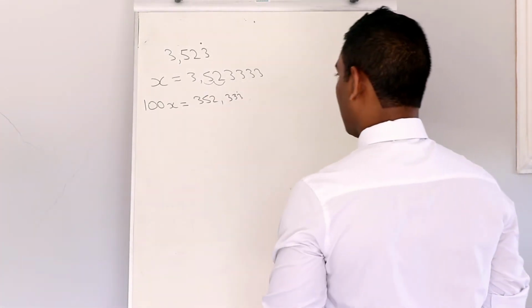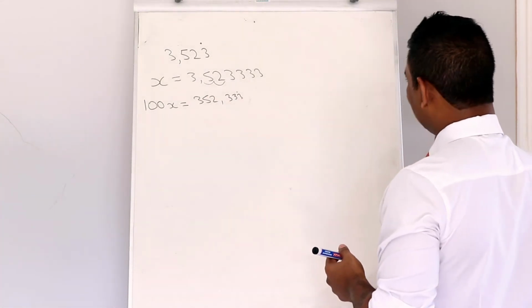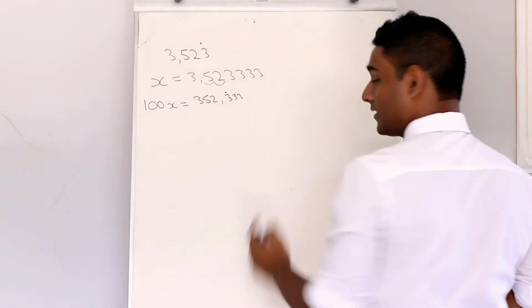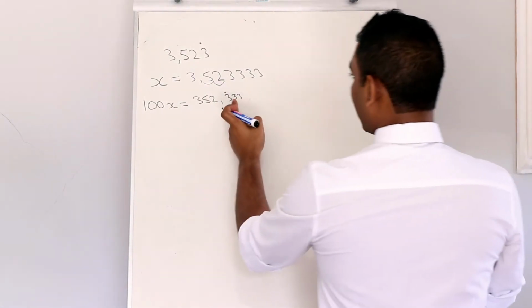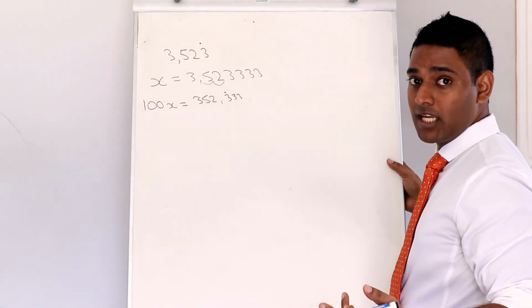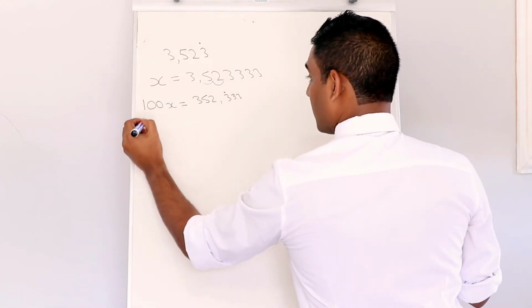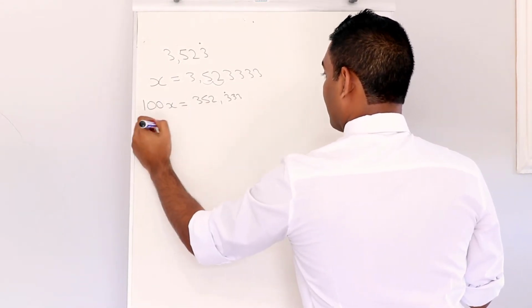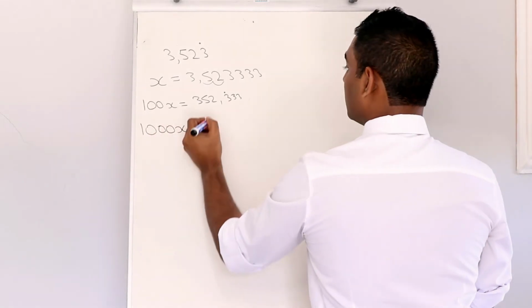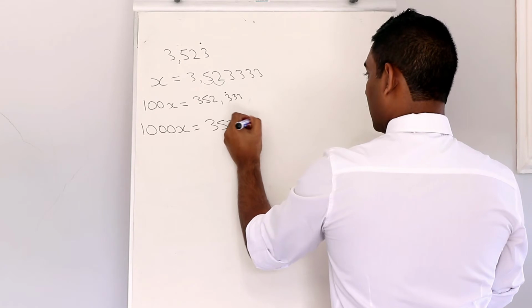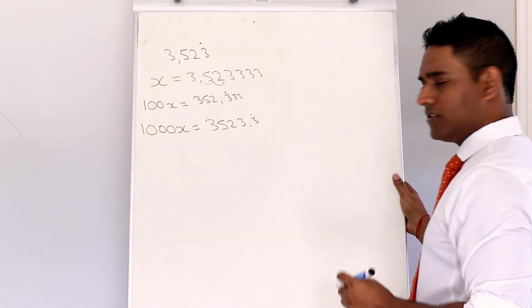Now, this looks just like, well, we can put the dot there, just like the first question. When we had the recurring after the decimal, what did we do? We just multiplied by 10. So we do the same thing. If we multiply this by 10, the left and the right, you get 1,000x is equal to 3,523 recurring. So these ones are a bit different.